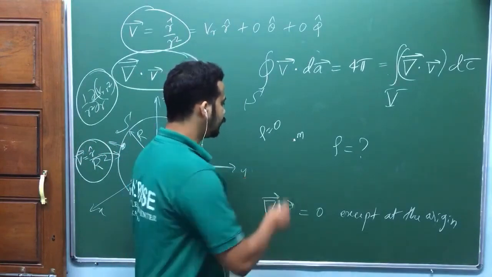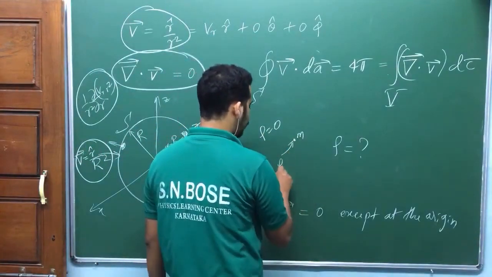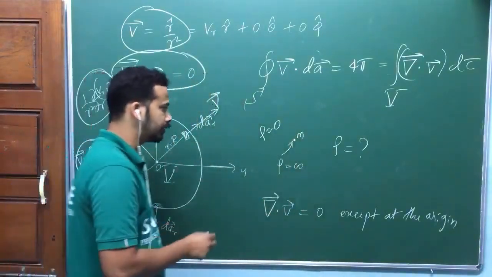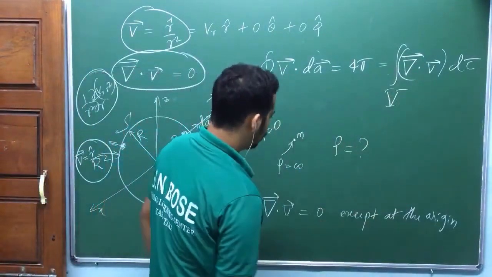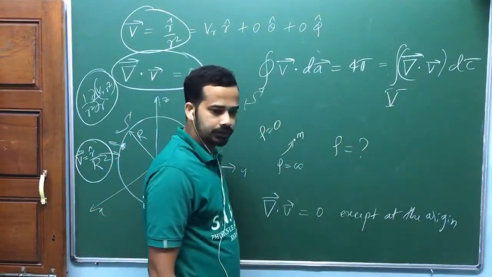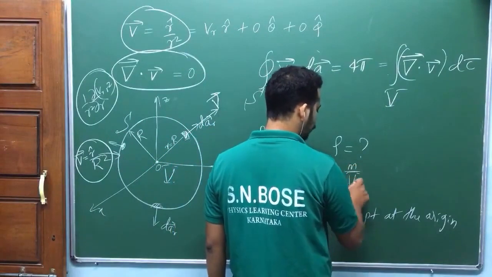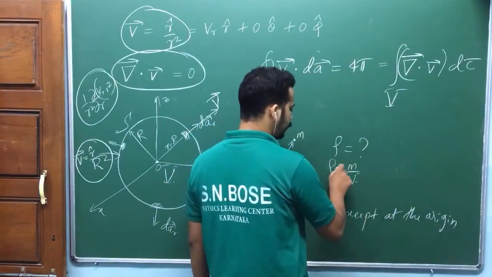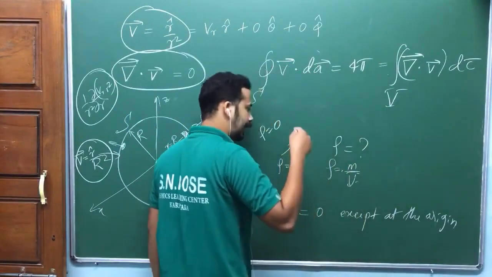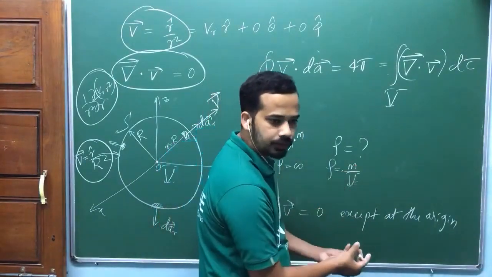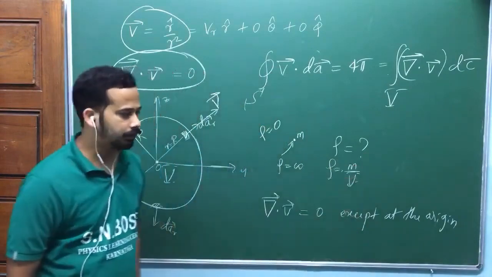So mass density is 0 everywhere except at this point, where it is infinity, because the mass appears in a very short region. Again, mass by volume: this volume tends to 0. If you define rho as mass by volume, for this mass at that point the mass is finite but the volume is almost 0, so the ratio is almost infinite.